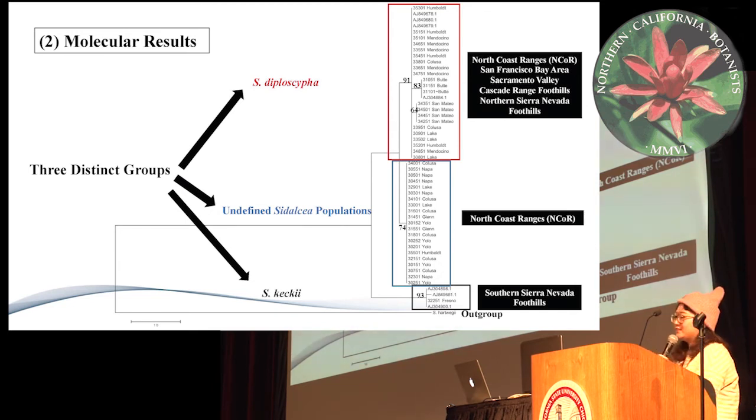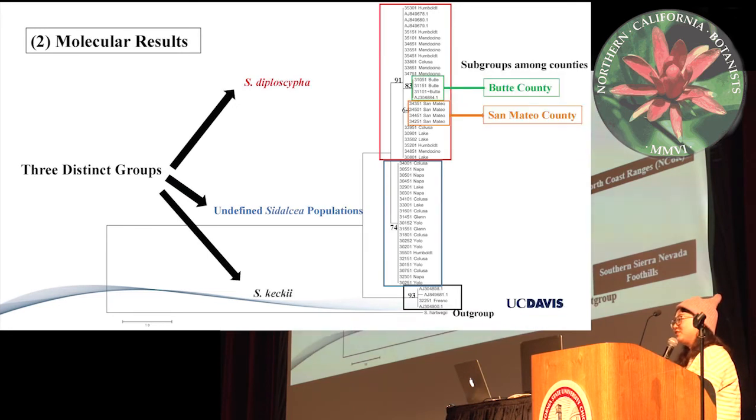Based on the ITS sequence analysis, we have more evidence to say that those undefined Sidalcea populations should belong to a new species, but we don't really know if this species comes from a hybrid origin of these two species or if it just happened by chance.